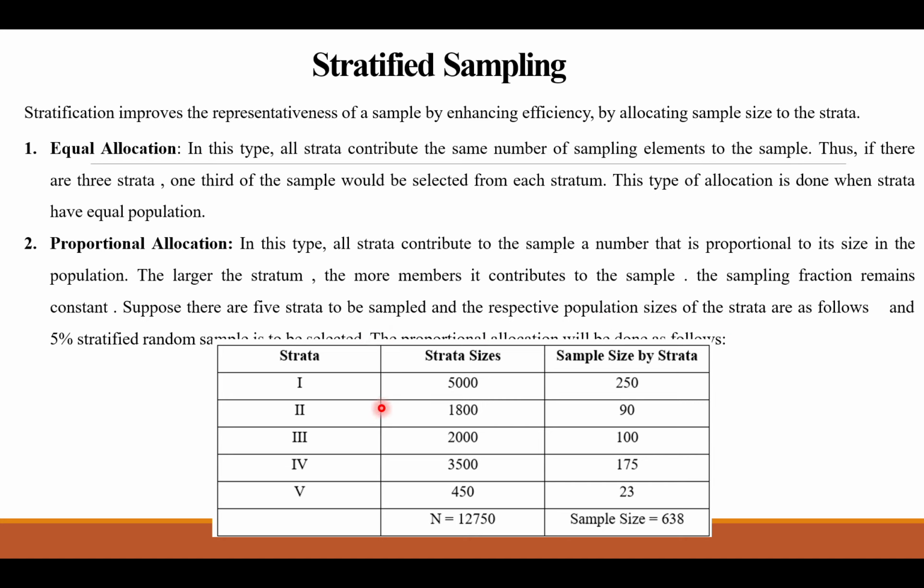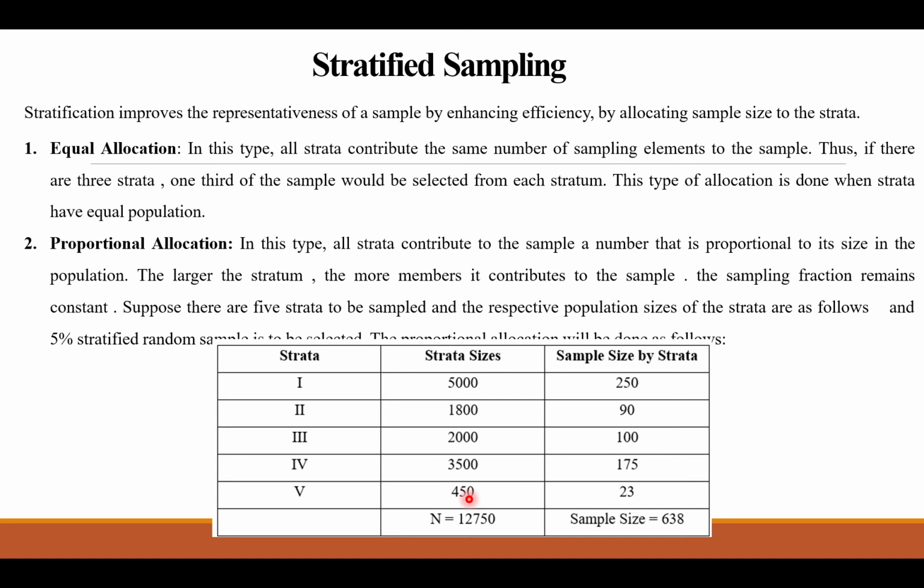Then proportional allocation: all strata contribute to the sample a number that is proportional to their size in the population. The larger the stratum, the more members it contributes to the sample. The sampling fraction remains constant.